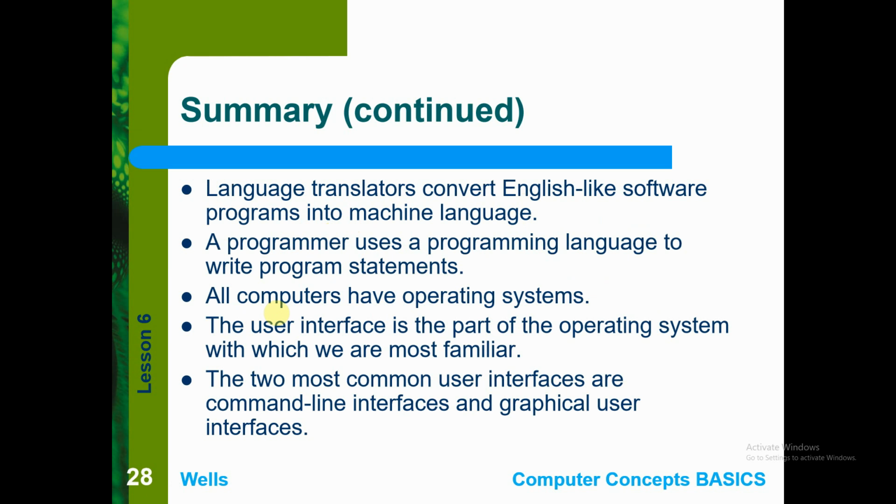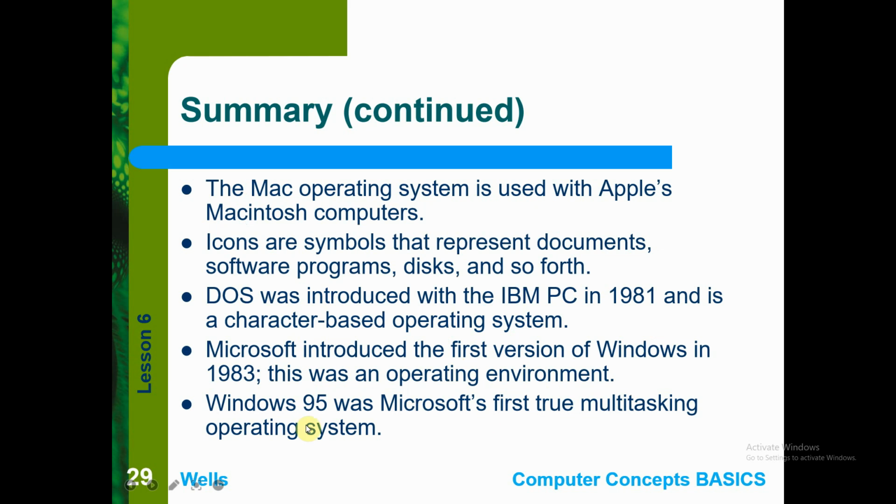All computers have operating systems, and the user interface is the part of the OS with which we are most familiar. The desktop, or the user interface, is what we use as our front end in how we operate our OS and our system unit. The most common user interfaces are command line and graphical user interface. Now for Mac OS, Apple's is the first Mac OS. Icons are symbols that represent documents, software, program lists, and so forth. What we see that represents our documents, those are icons.